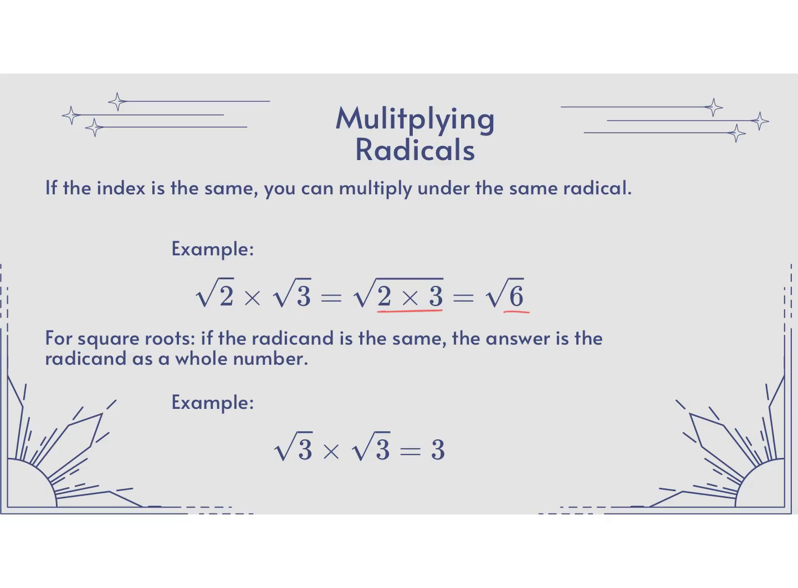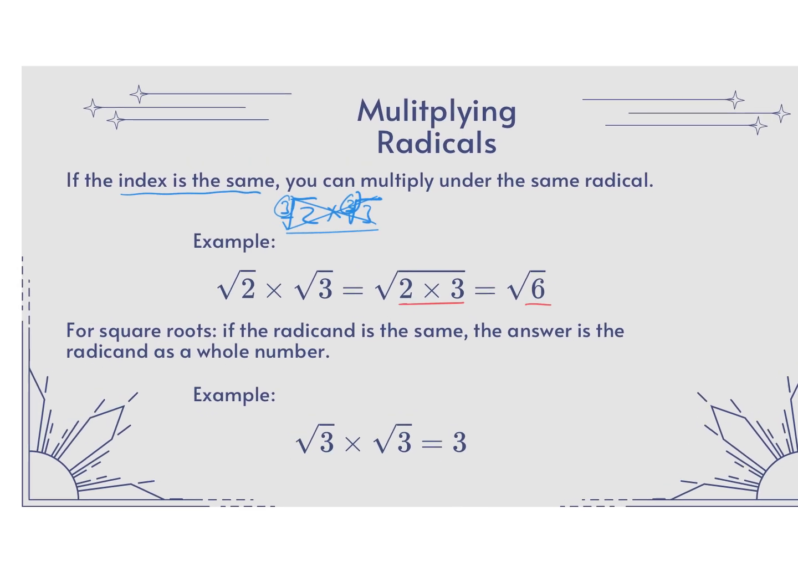And something major here is that this is only true if the index is the same. So for example, if I had a cube root of 2 times the square root of 3, remember I mentioned it before, but the index is this little number, right? And if you don't see it, you assume it's a 2, right? This one has an index of 3, this one has an index of 2. You cannot multiply these, right? So you just leave it alone like that.